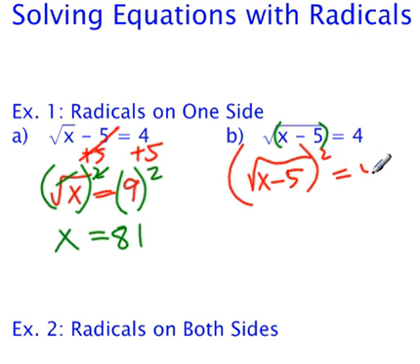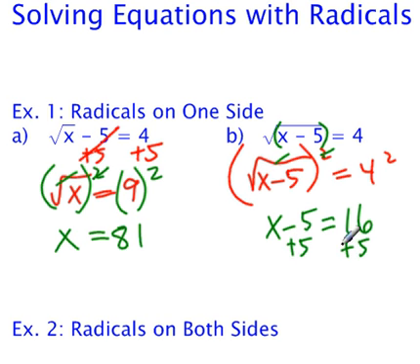Okay, and that is going to leave us with just x minus 5 on one side, and it's going to leave us with 16 on the other. Okay, and our last step is going to be to add 5 to both sides, and we'll be left with x equals 21. Okay, very simple solutions. You just need to understand that whenever you square a square root, then everything on the inside will still be there, just without the square root sign around it. So it works out pretty good.